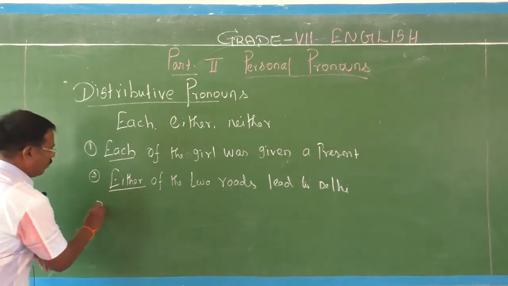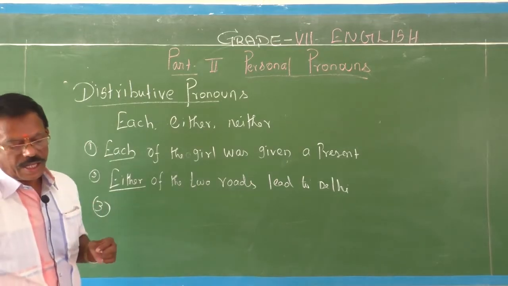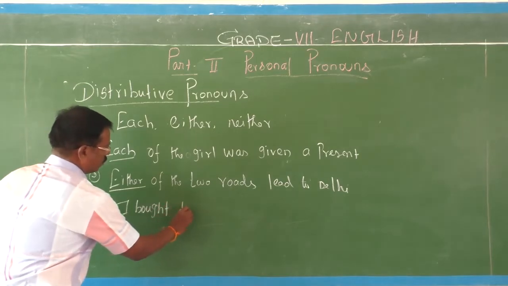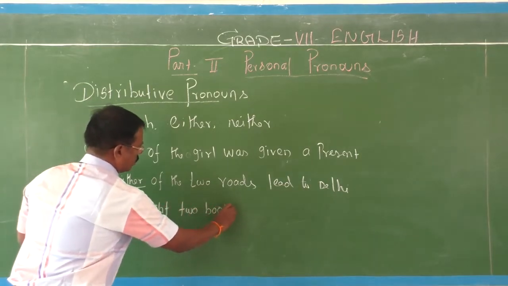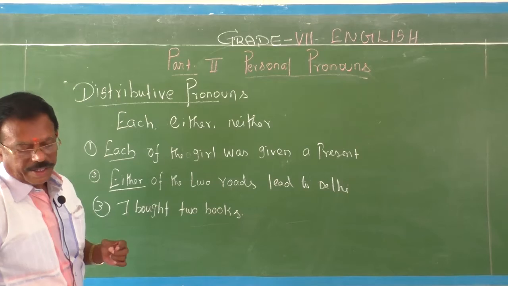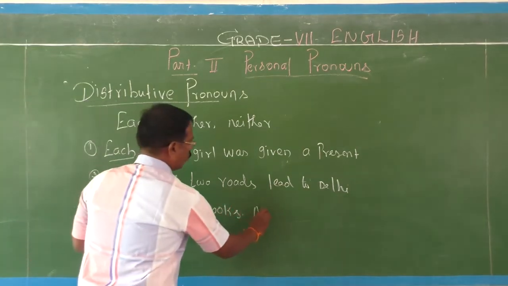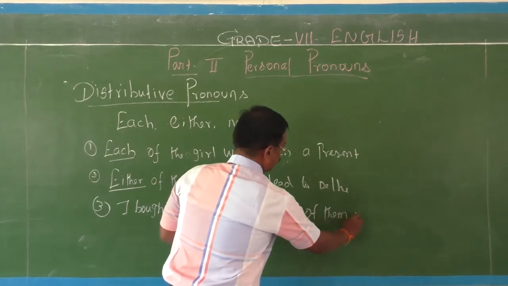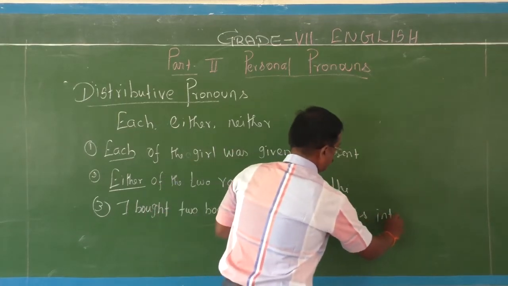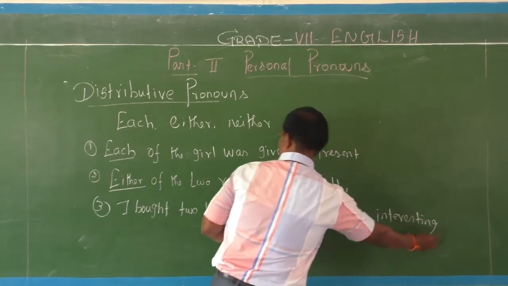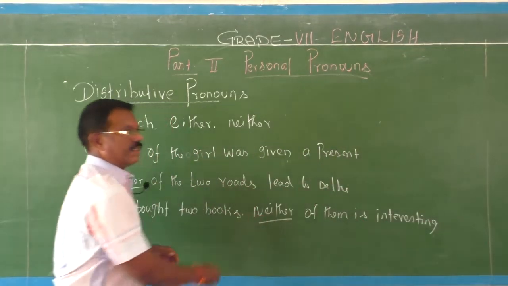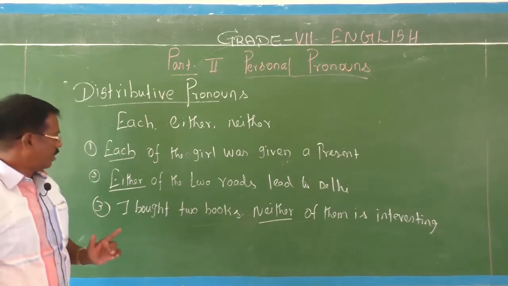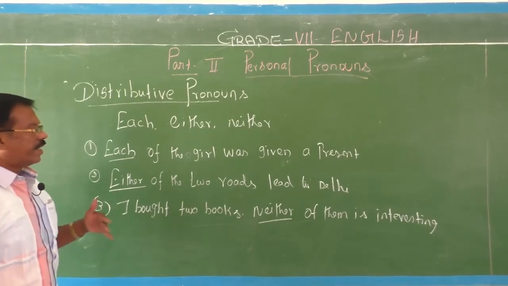And then I will give you one more example. You see neither. I bought 2 books. Neither of them is interesting. Look at children, in the third example, neither is a distributive pronoun. It refers to only one book at a time. Actually, I bought 2 books, but neither of them is interesting.